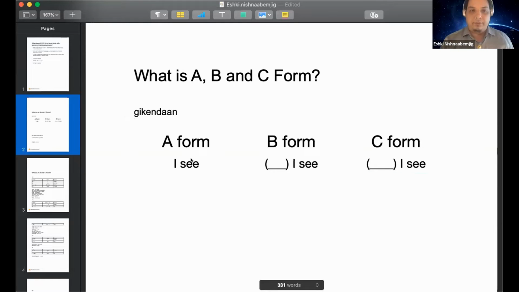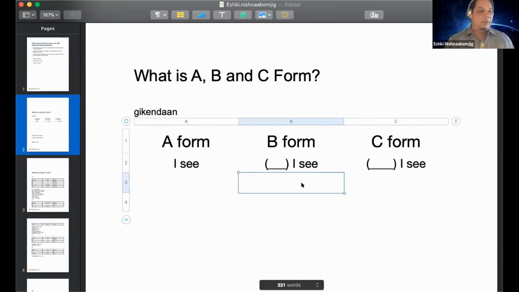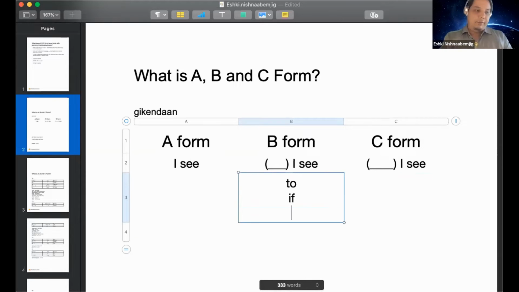With me so far? There's this little space in front. All right. So nothing goes in front of this one. That's just the way it is. In front of B form, we get words like to, if, and that.